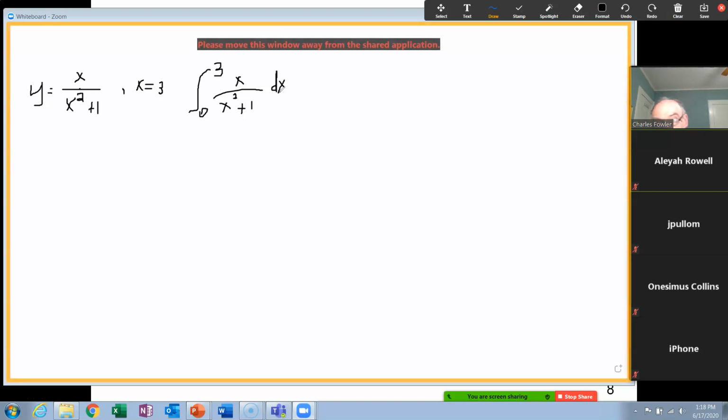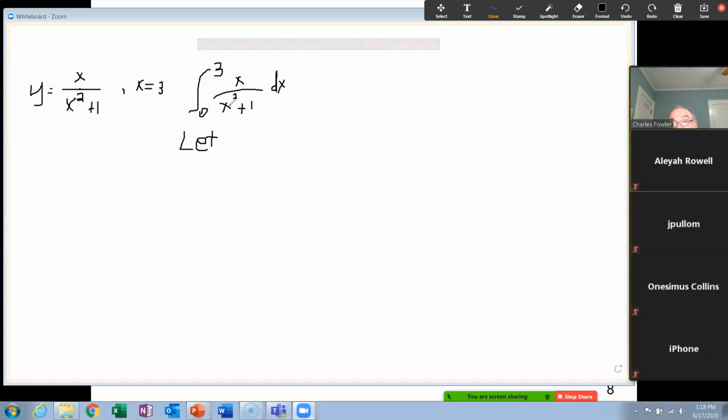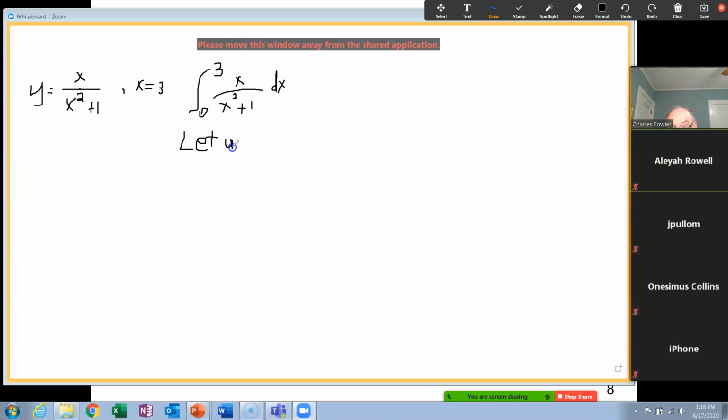How would you propose to solve it? Again, it's one of those situations I don't really care for. What is it that bugs me about it? You have the variable down here in the denominator. And most of the time, I don't care for that, okay? Because it's hard to deal with things down there. So, since it's down there, let's use that denominator as our u. Let u equal x squared plus 1.